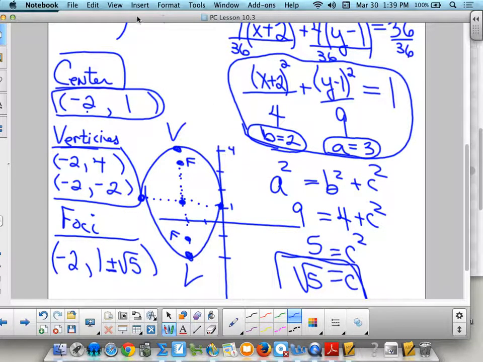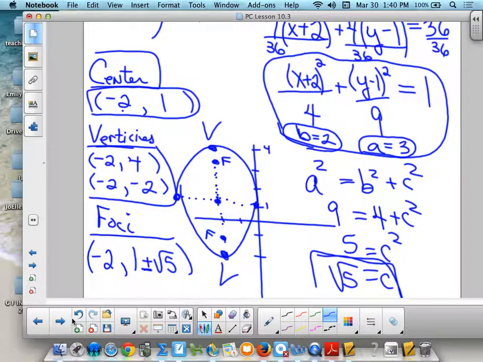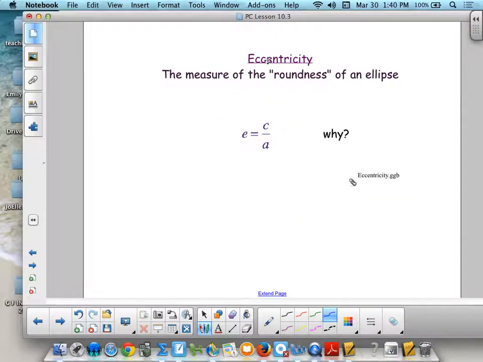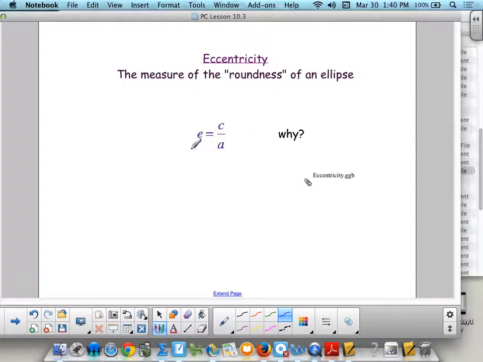Okay. Next would be eccentricity. Eccentricity is just a formula. e for eccentricity equals c divided by a. What does it measure? The roundness of an ellipse.